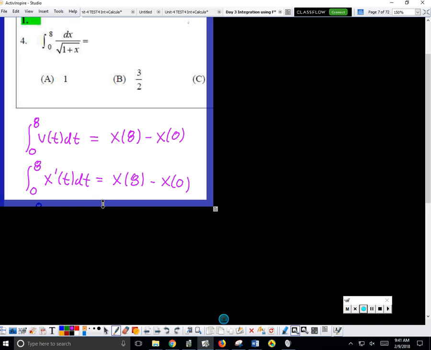So then would you just do 8 minus 0, it would just equal 8? No, because it's x of 8 minus x of 0. So we've got to find the formula for x first. I see.